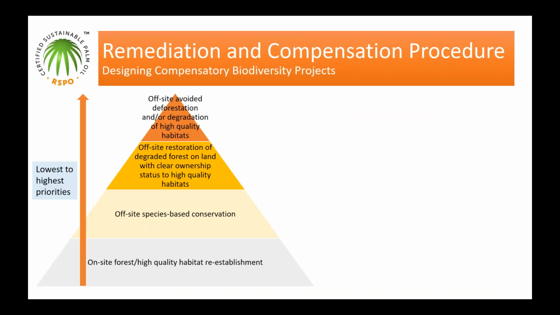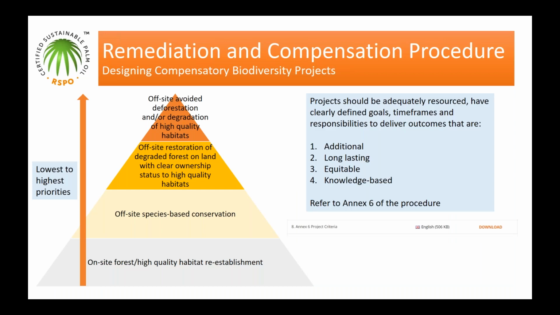In terms of the priority of the compensation project, the RSPO will prefer the compensation project to be an off-site avoided deforestation of high quality habitats. And the least preferred project will be on-site forest high quality habitat re-establishment.